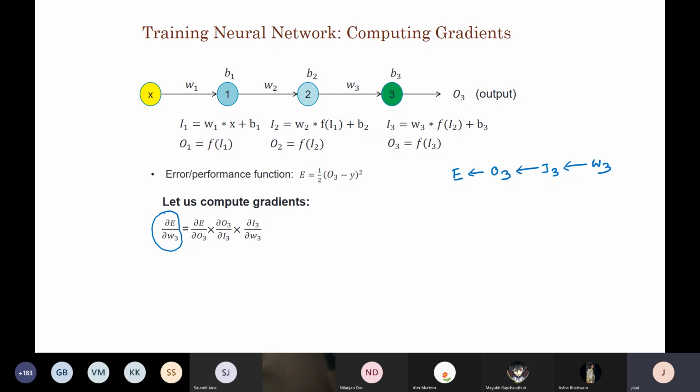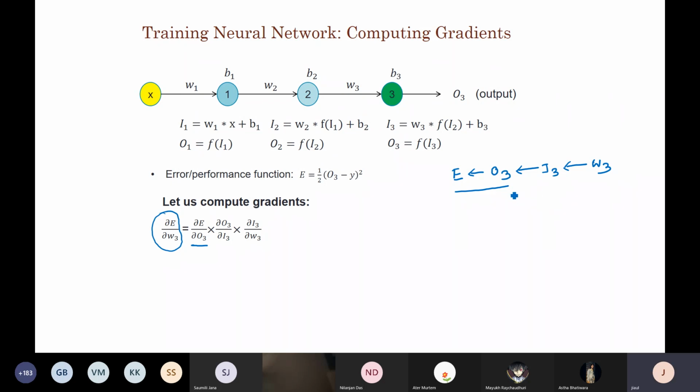Because I have to compute ∂E/∂W3, I am only interested in what happens if I change W3 a little bit: what is the change in my error? That's what I'm going to measure using this derivative. So now, straight away, convert this whole thing in terms of the chain rule of derivative. Because E depends on O3, this expression.